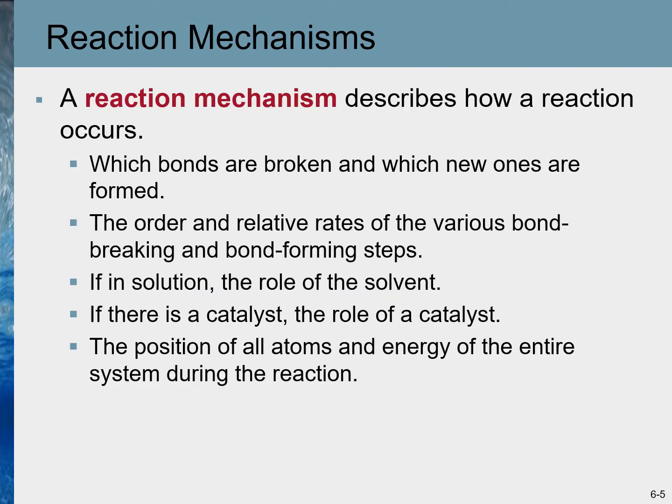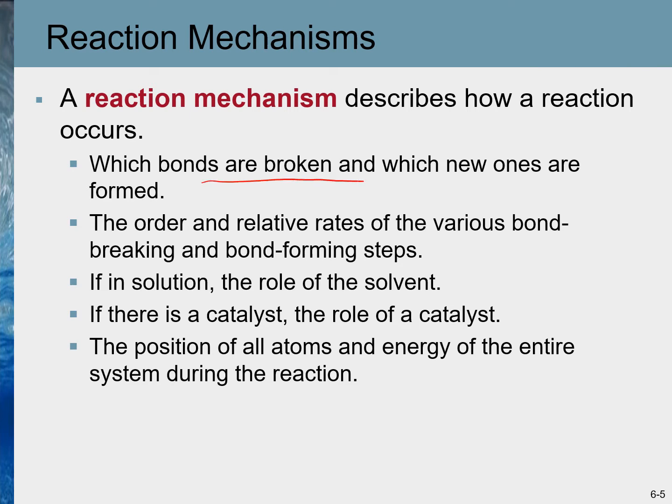The concept of reaction mechanism and reaction coordinate diagram was introduced in chapter number 4. Chapter 4 dealt with acid-base chemistry, which involves the transfer of a proton from one chemical entity to another occurring in a single step. Although in organic chemistry many reactions do occur in a single step, many more involve two or more steps. A reaction mechanism in those reactions describes how the reaction occurs. A reaction mechanism explains which bonds are broken and which new ones are formed.